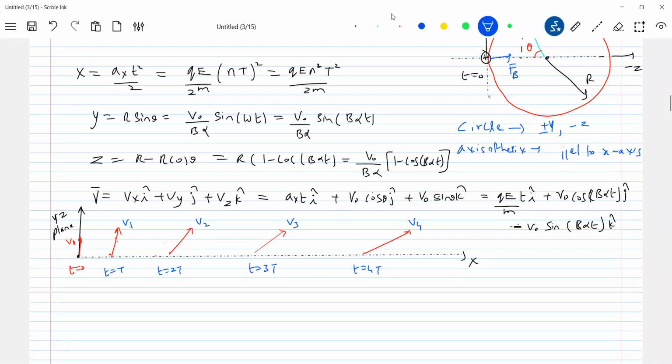So at any time t, what is the angle made by the velocity vector with the x-axis, if I ask you? Say this is some beta. So what is tan beta? It will have two components, one Vx, other V naught. Tan beta should be V naught by Vx. And what is Vx equal to? QE by m times t, the acceleration along the x-axis. And as t increases, when you substitute t equal to nT, n equal to 0, 1, 2, 3, 4.